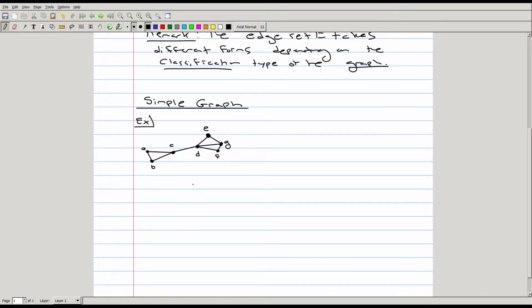But the idea here is that the edge set of a simple graph, what characterizes it is that the edges are unordered, and there are no loops, so no edges connected to themselves. So no loops, and the edges are not directed. So unordered pairs are not directed.